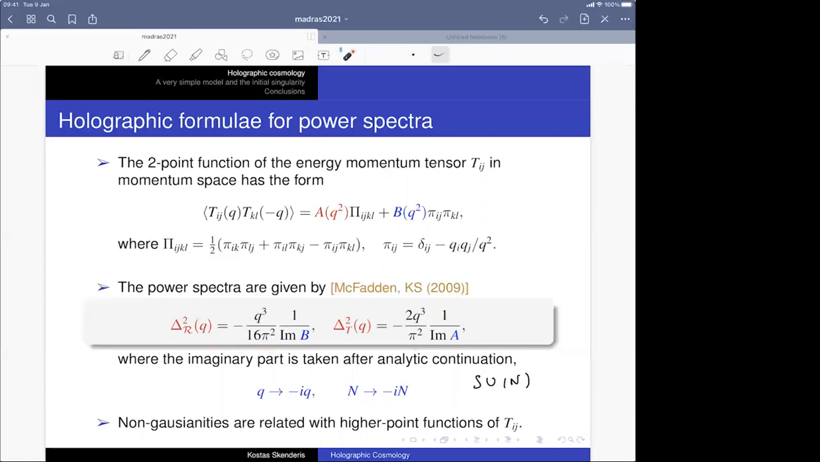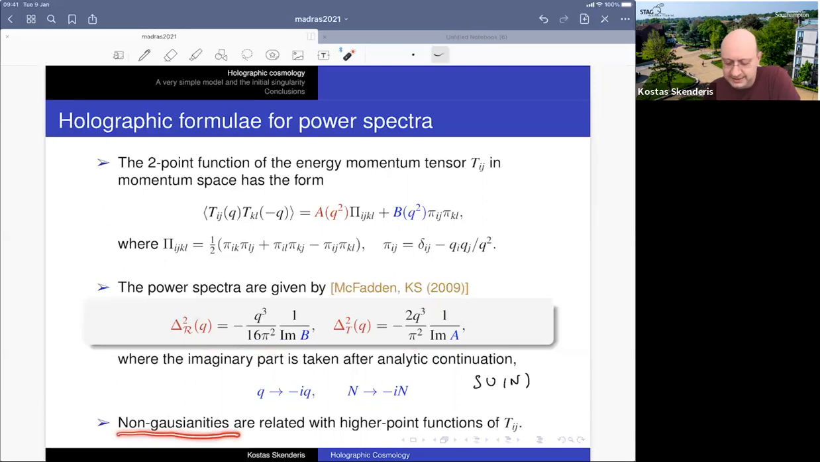Okay, thank you. And so now if you want to discuss non-Gaussianities, we have also done those. These are now linked to higher-point functions of the energy momentum tensor. If you want, let's say, the leading bispectrum, then you need to compute three-point functions of the energy momentum tensor, and then there are similar holographic formulas like this one, so then you can put them in and get the predictions. And I will briefly describe the predictions in a few slides.